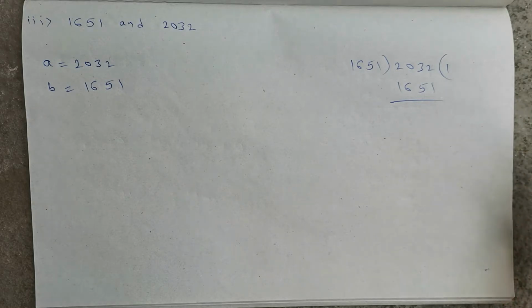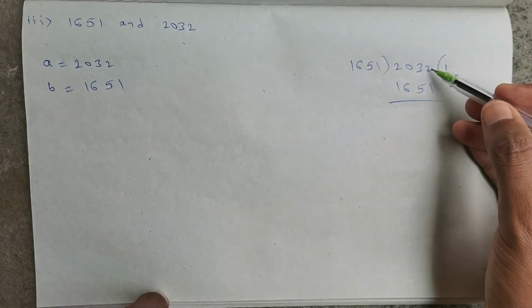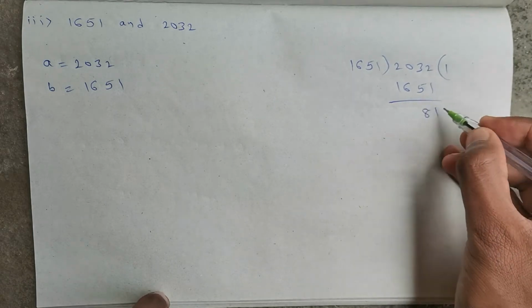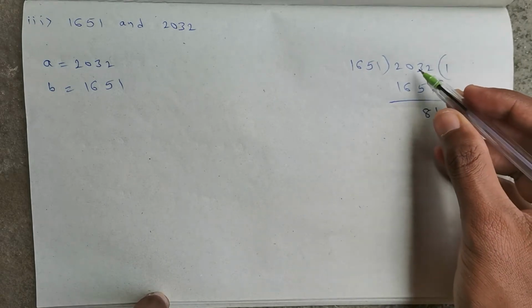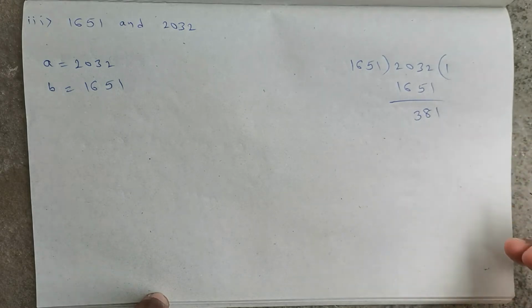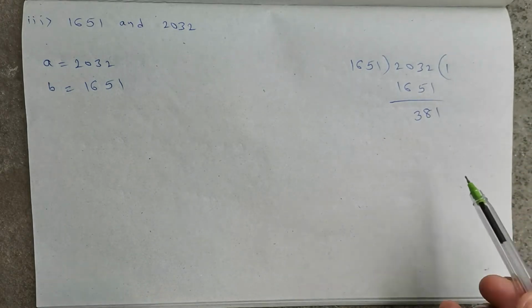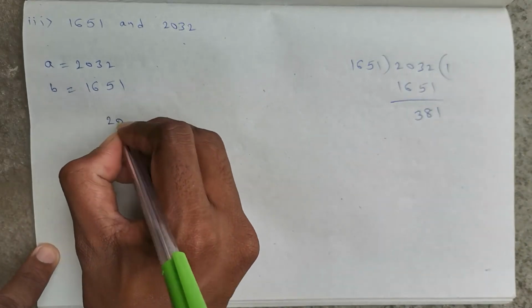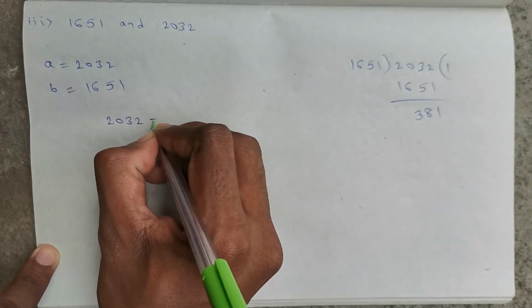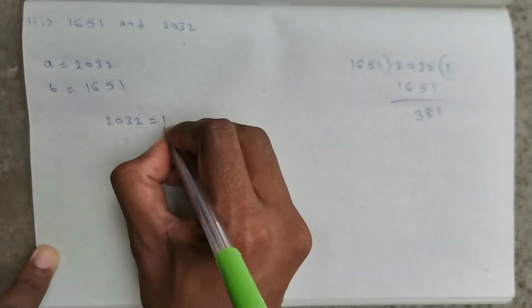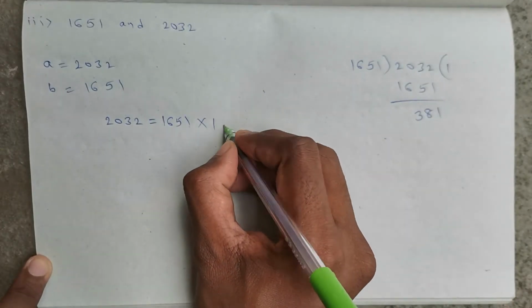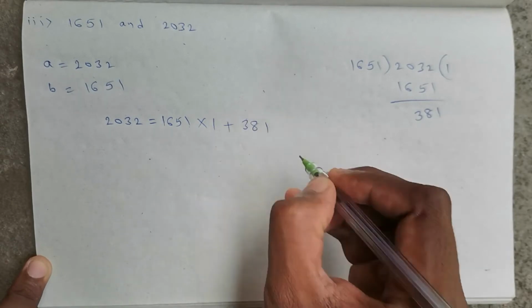Now if you do subtraction of these two, 2 minus 1 is 1, 13 minus 5 is 8, 9 minus 6 is 3. 381. So for this I am writing the first step. Dividend 2032 = divisor 1651 into quotient 1 plus remainder 381.